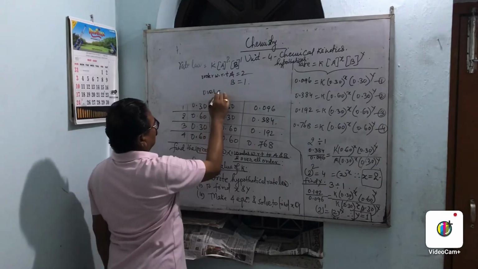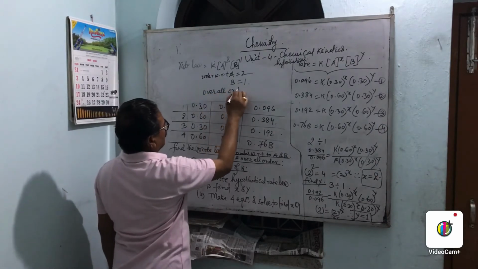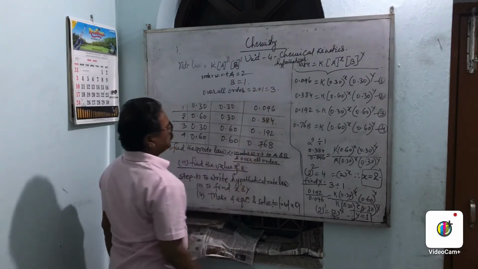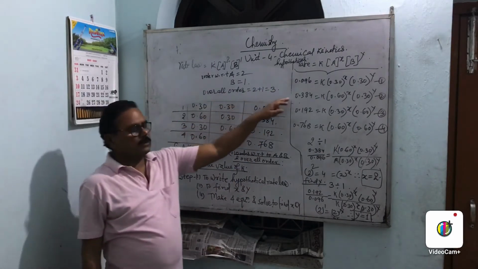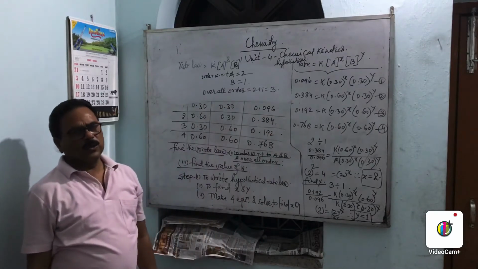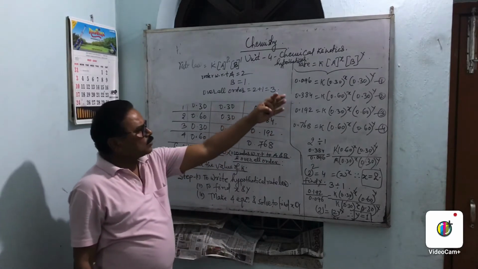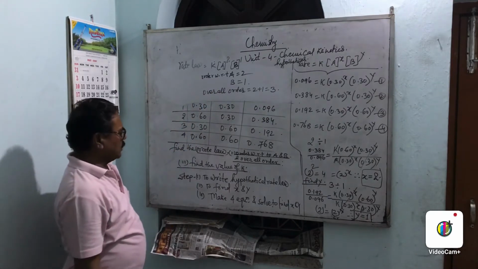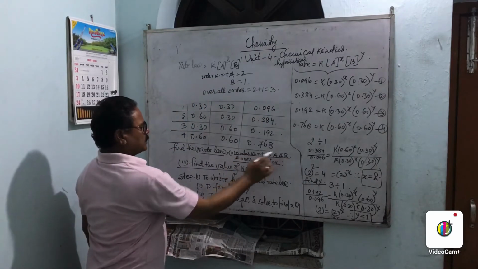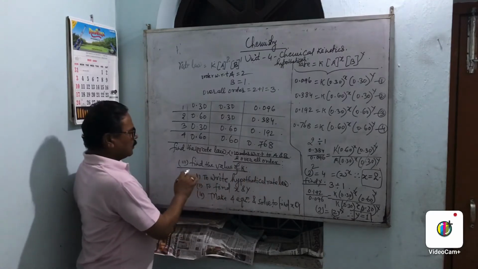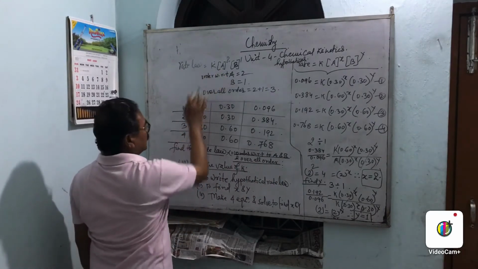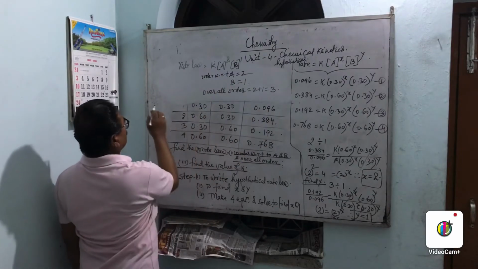Overall order is equal to 2 plus 1, that is third order. If we have the third order, we are able to calculate the unit. From this, we are able to calculate the unit of the reaction by putting in the values, or directly. So the order with respect to A and the overall order are known. Find the value of K. And how will we find the value of K? So we put the values in any one equation.